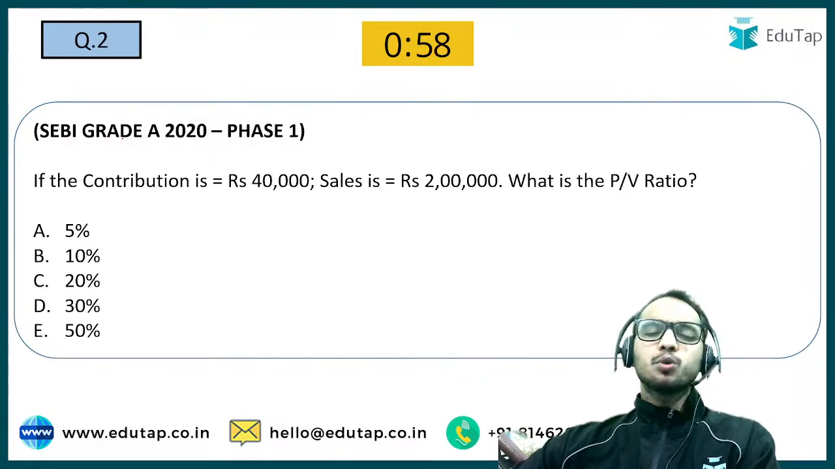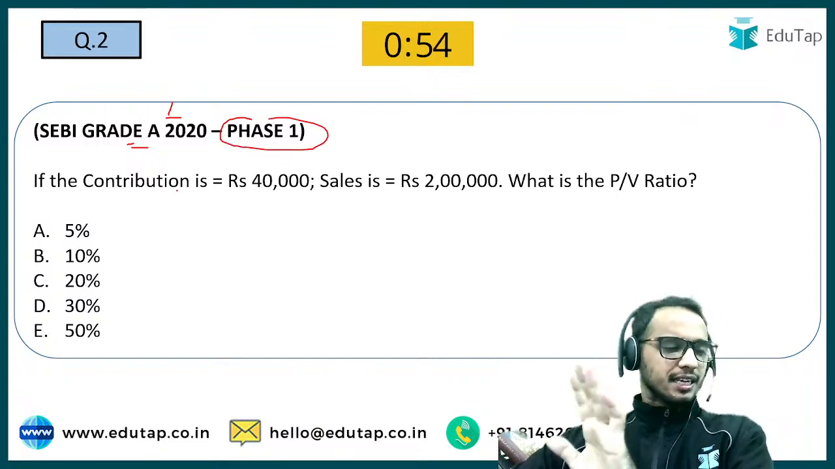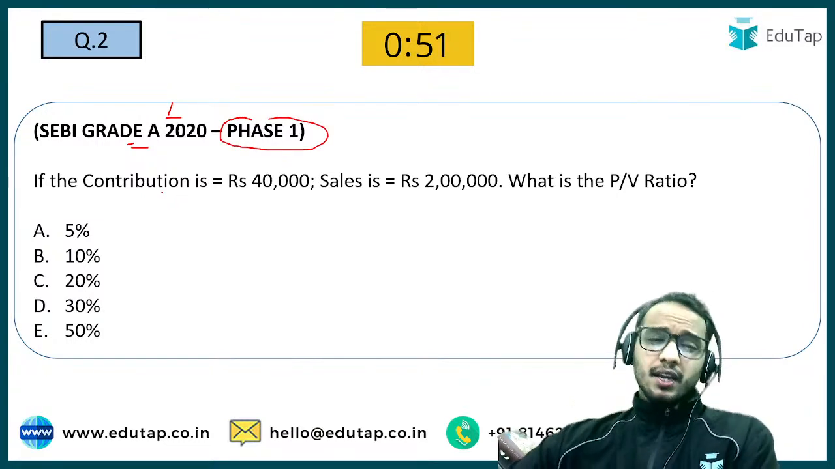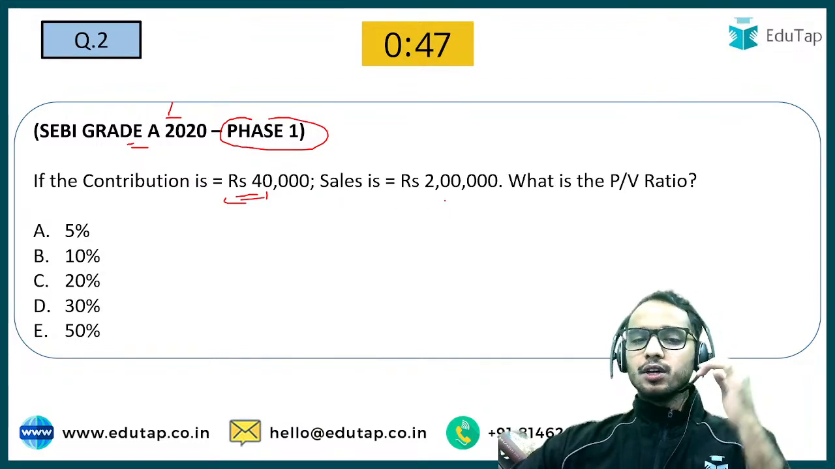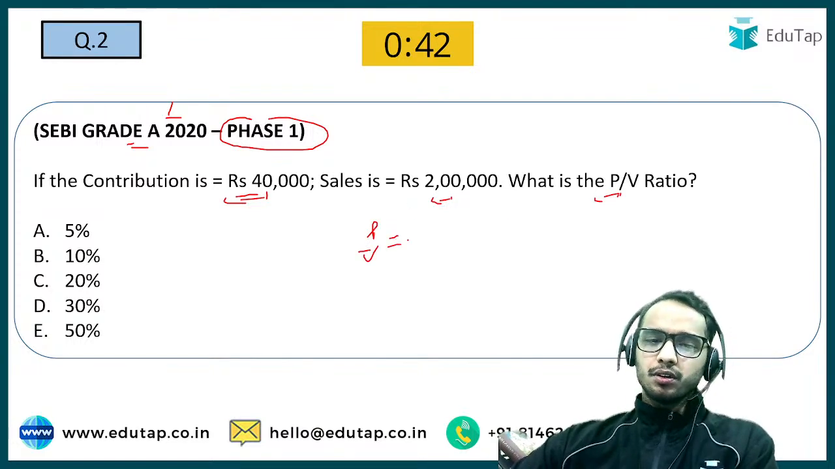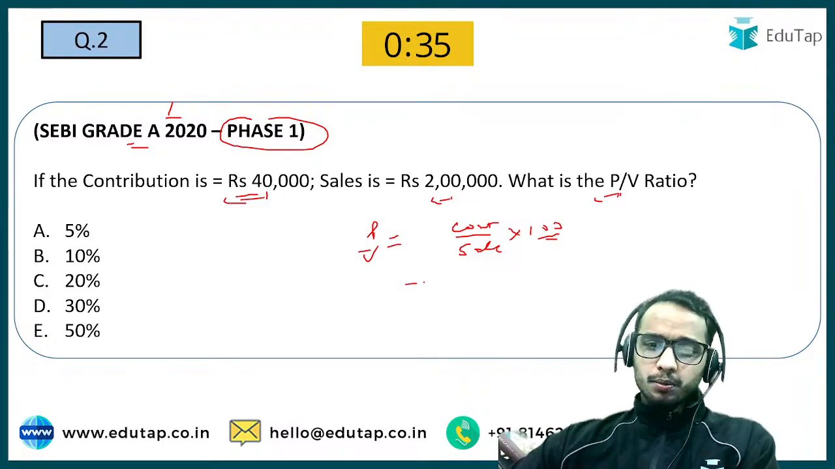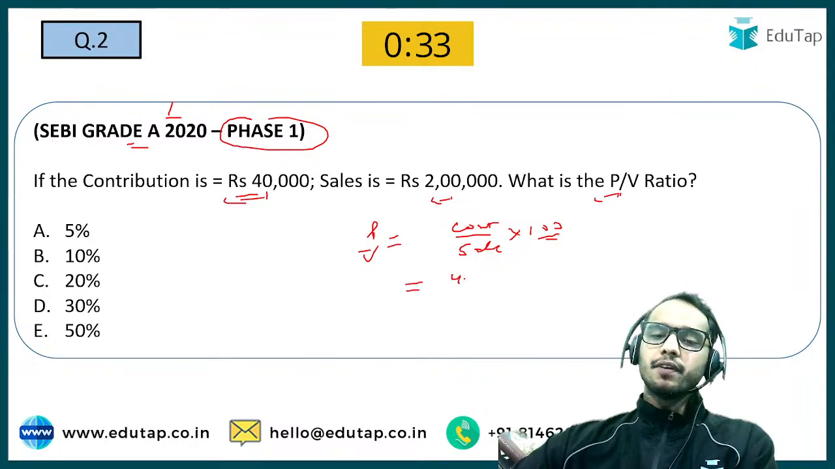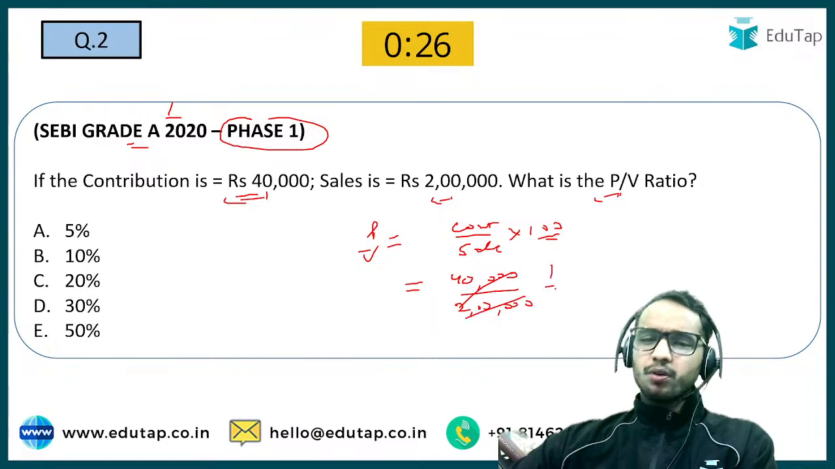Question number 2. Now this question has again been asked in the 2020 exam in phase 1. The question is very easy and numerical. If the contribution is 40,000 rupees and the sales is 2 lakh rupees, what is the PV ratio? Now what is PV ratio? We all know that contribution divided by sales is your PV ratio. Now contribution is given to you, that is 40,000, and sales is also given as 2 lakh rupees. So it is exactly 1 by 5.